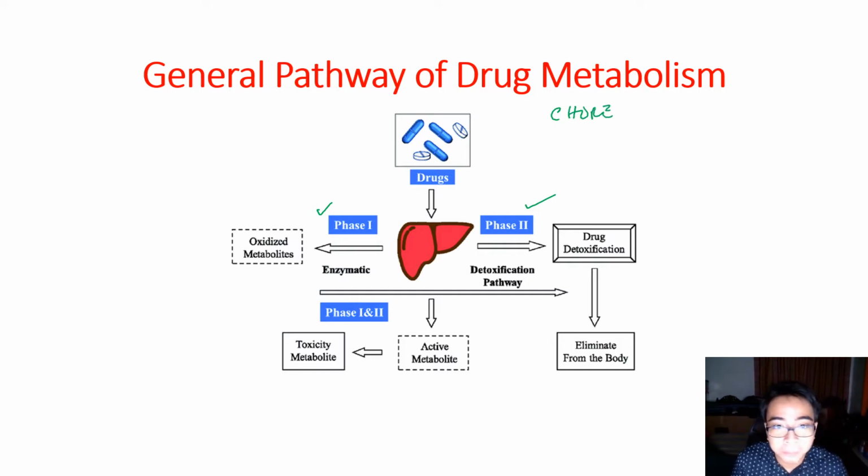Okay. So oxidation, reduction, hydrolysis, these three fall under phase 1, and the conjugation reaction falls under phase 2. Now, class, phase 1 reactions mostly involve enzymes, specifically the CYP450. So these phase 1 reactions involve enzymes resulting in oxidized metabolites. And the problem with this one, class, is most often than not, phase 1 reaction creates toxic metabolites.